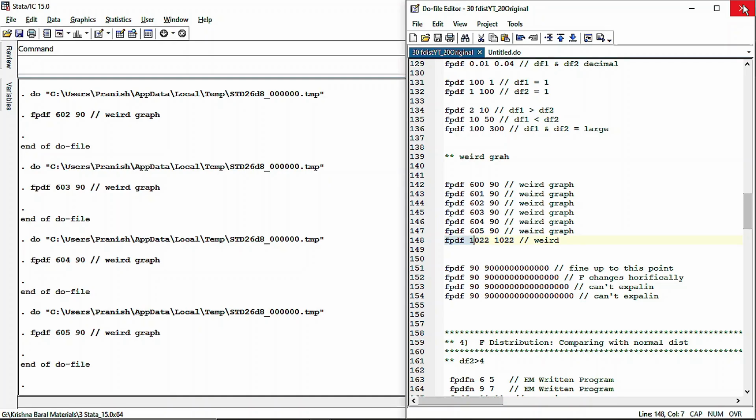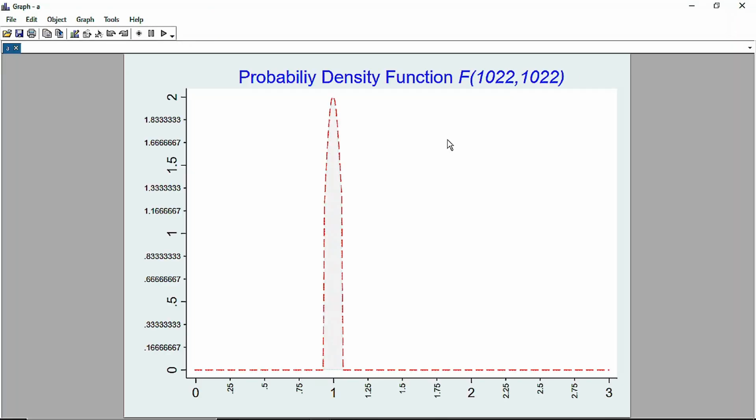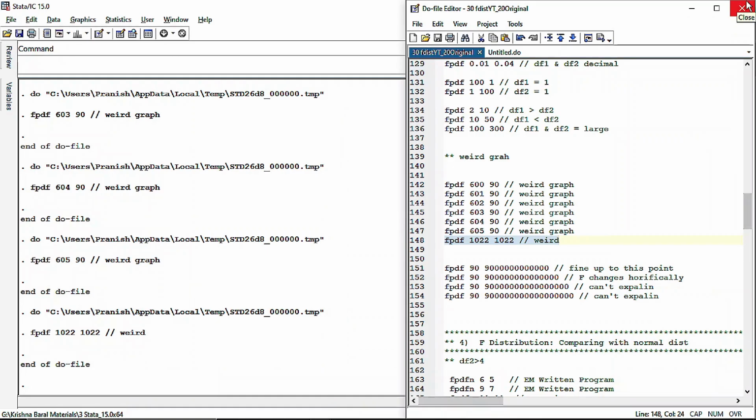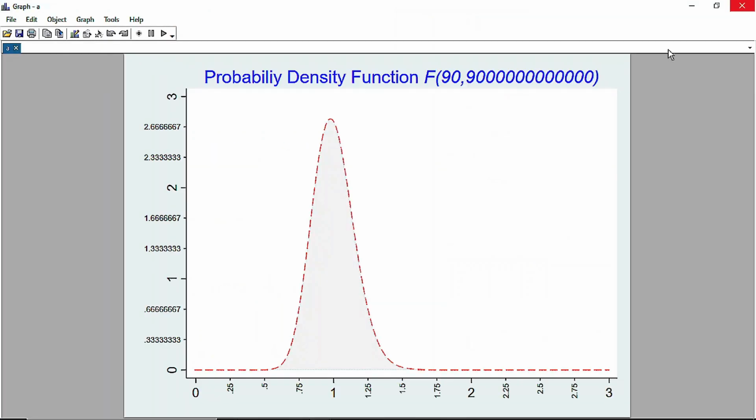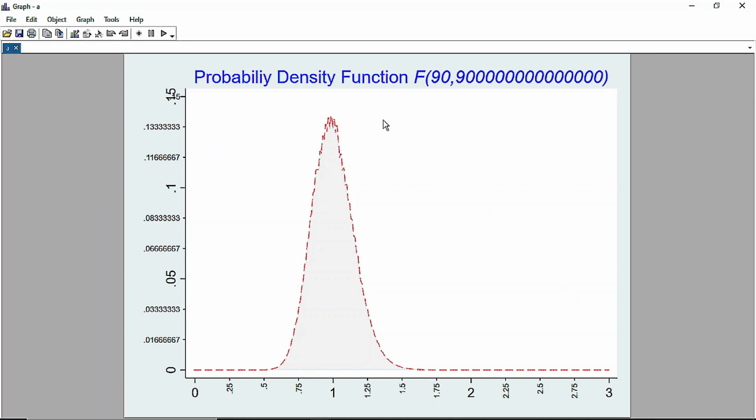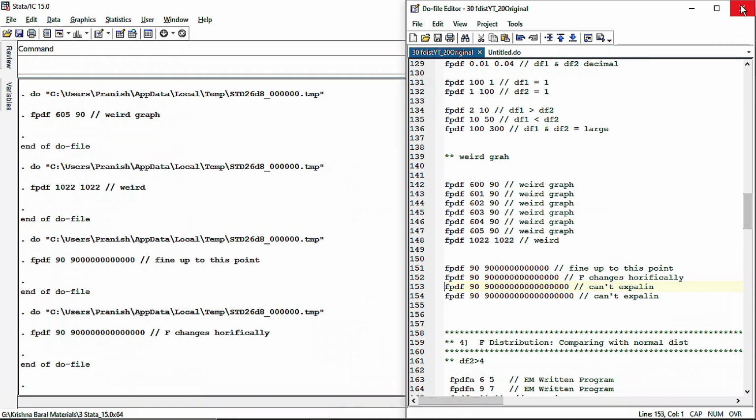And the degrees of freedom 1 is 1022, and degrees of freedom 2 is also 1022. We get this kind of graph. Now let us increase the degrees of freedom 2 and keep the degrees of freedom 1 at 90, and let us see for this large degrees of freedom 2 what kind of graph we get. We get this sort of graph. So at the peak we see some weird kind of structure, and let us see further if it deteriorates when we increase the degrees of freedom 2.